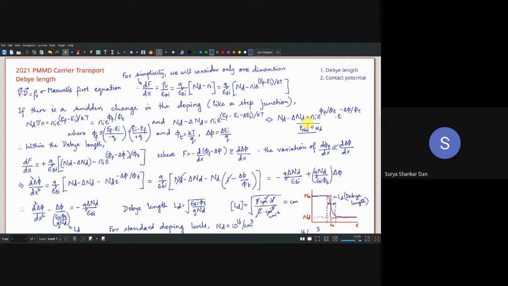Now the trouble is, if you are having a space charge region, remember I told you about the space charge region, right? So if you are having depletion regions and all that, there is a big difference between the depletion width and the Debye length. We will understand that later. But Debye length is much more fundamental than depletion width.